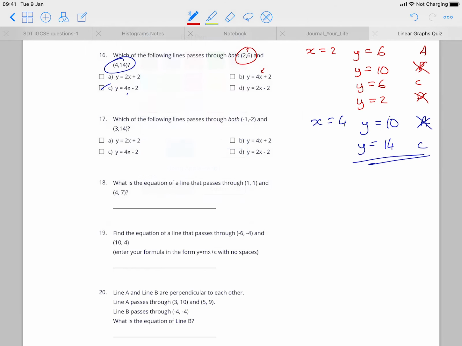I repeat the same process for this one. For the next question, again, try x is -1 and see what y equals for the four equations, A, B, C, and D. The first one, 2 times -1 is -2, plus 2 is 0, so A is out. 4 times -1 plus 2 is -2, so B is in. Then 4 times -1 minus 2 is -6, so C is out. And then I try D, 2 times -1 minus 2 is -4, so D is out. Therefore it must be B.